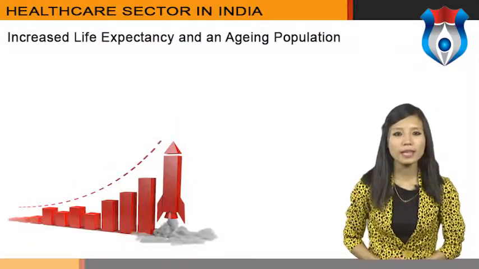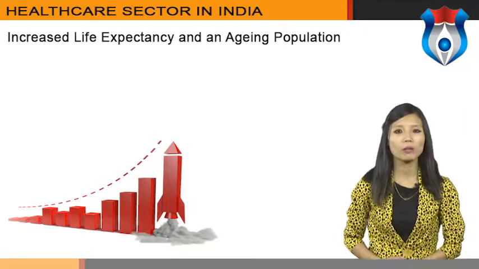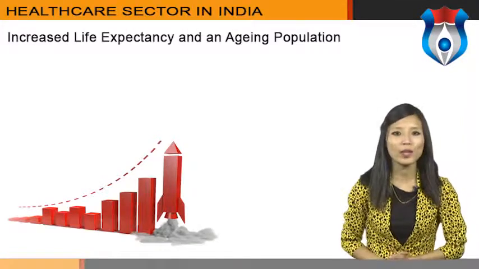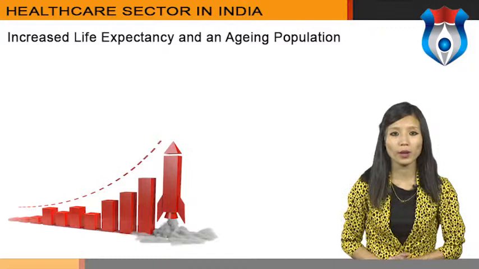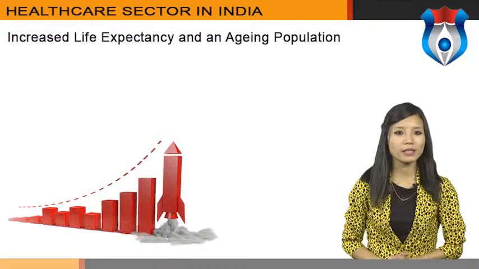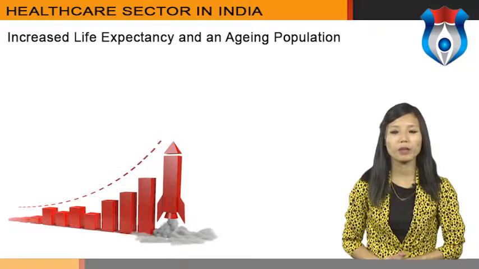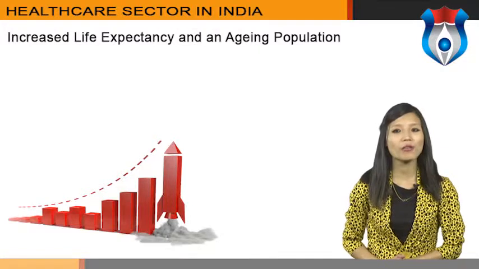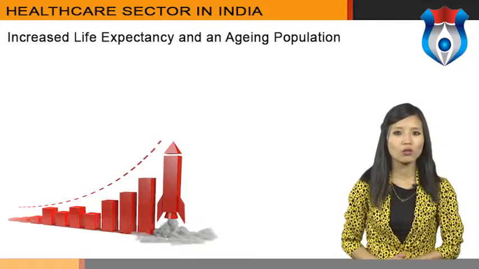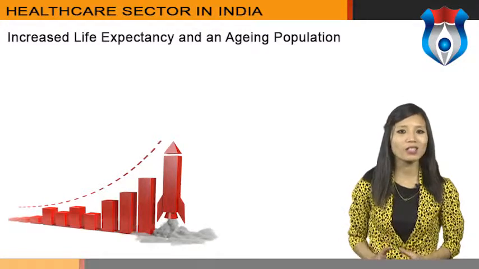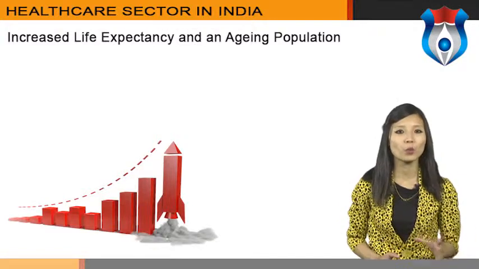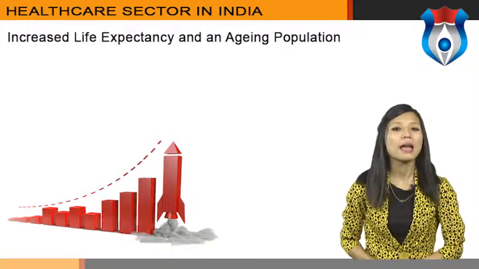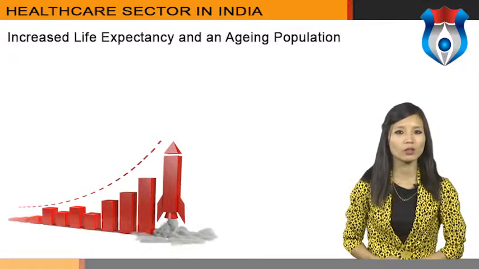Increased life expectancy and an aging population. In the domestic market, health spending will be sustained by two demographic trends: increased life expectancy and an aging population. Life expectancy, which averaged 63.3 years in 2000 to 2004, is expected to increase to 65.1 years in 2005 to 2009 and to 66 years in 2006 to 2010.